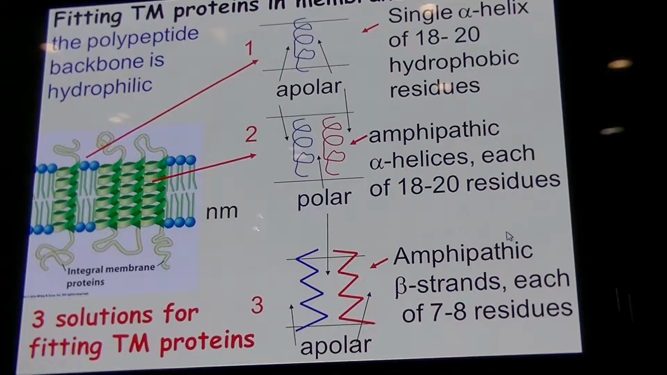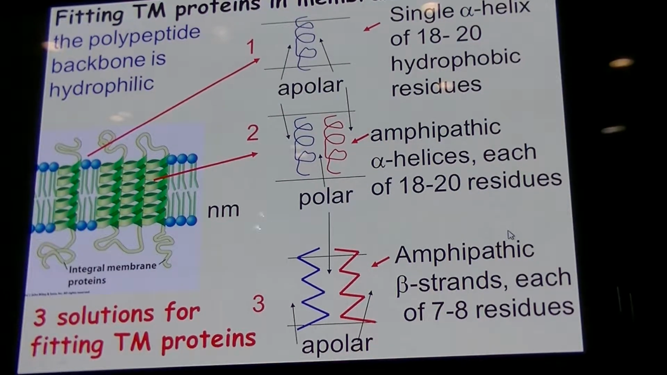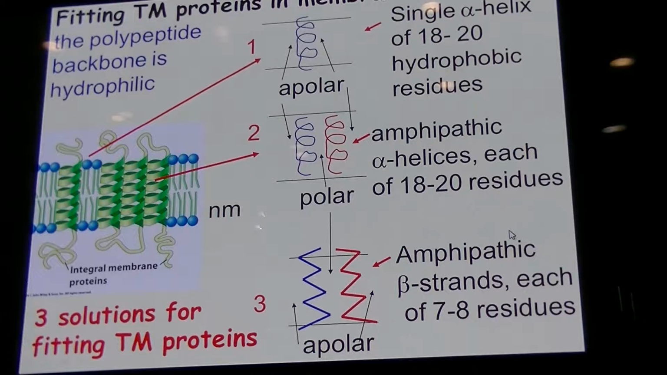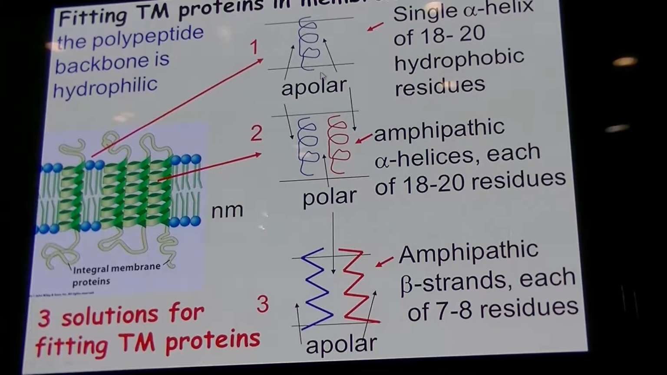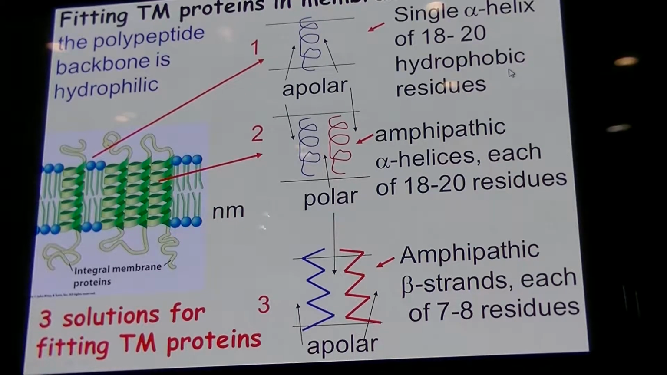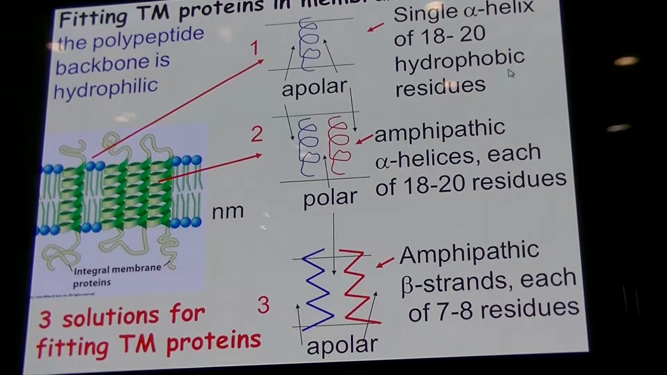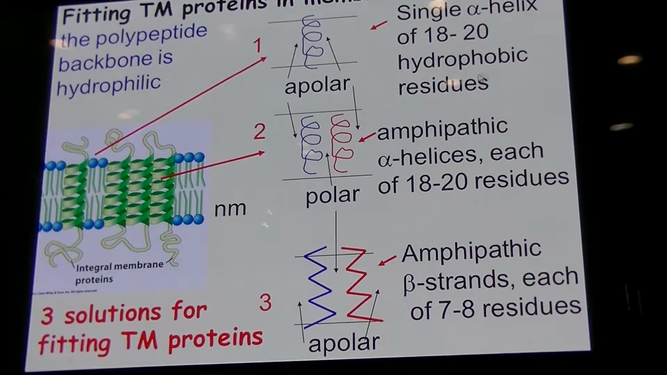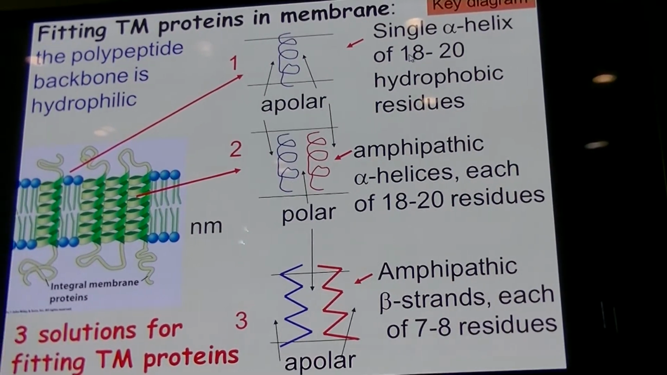So we can talk about this with a different diagram. What it comes down to is we have 3 possible arrangements by which a protein can cross a membrane. The first one I just talked about is an alpha helix. It will take 18 to 20 amino acids. The amino acids have to be hydrophobic with their side chains. Something like a lysine or an arginine or a glutamic acid would not be happy within the hydrophobic area of the membrane because it wants to associate with water.